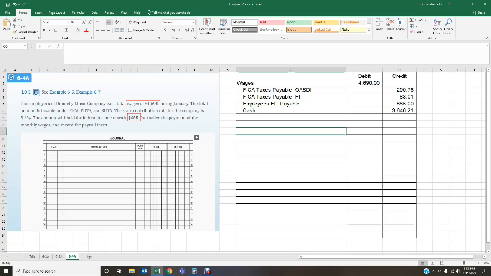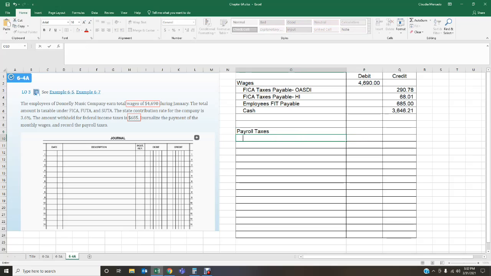Okay, so that is your payroll transaction, the payment of the monthly wages. This is what the entry looks like, to record the payment of the wages. Now, we also are being asked to record the payroll taxes, okay? So, for payroll taxes, we always start off with our debit, which is payroll taxes, okay?